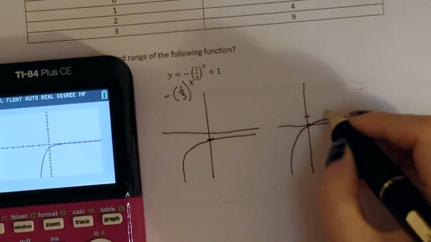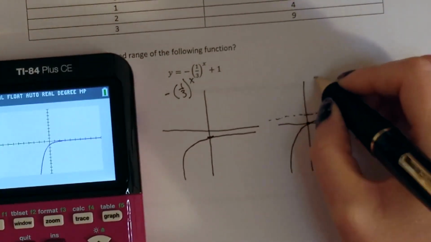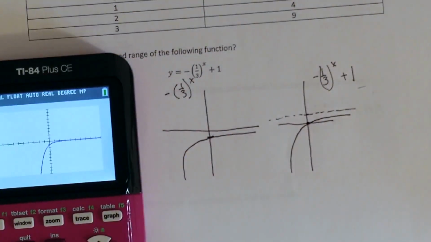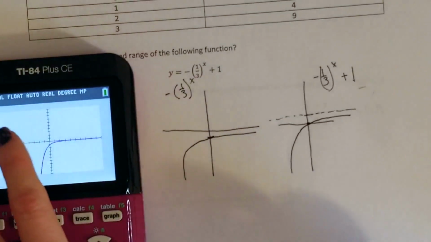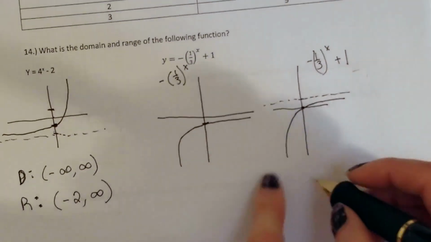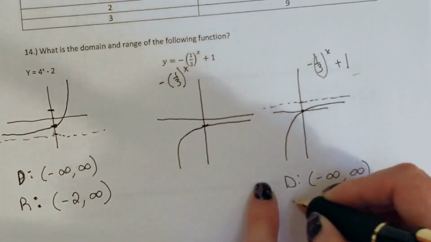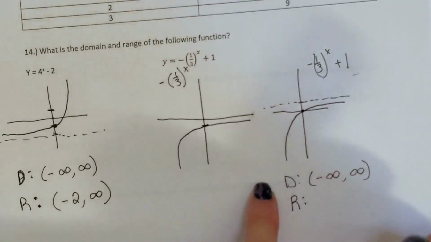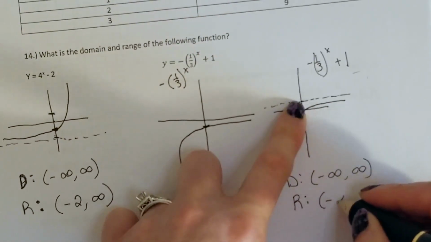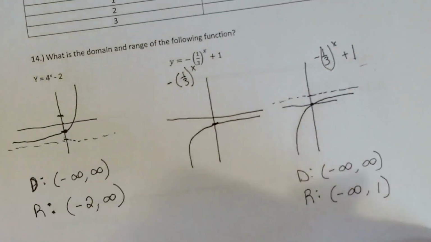And now your asymptote will be here. So this is what happens when you have your -1/3 and you're adding 1 to it. So I would probably graph these in pieces before you graph the official one. So we're looking at this graph. The domain is -infinity to infinity. And the range here would be negative infinity up to positive 1. And we won't include 1 because that's a horizontal asymptote.